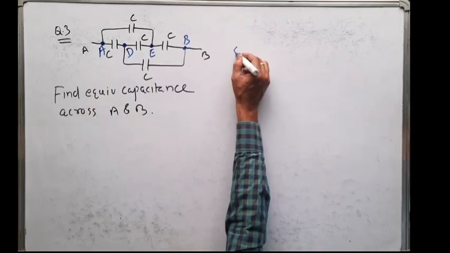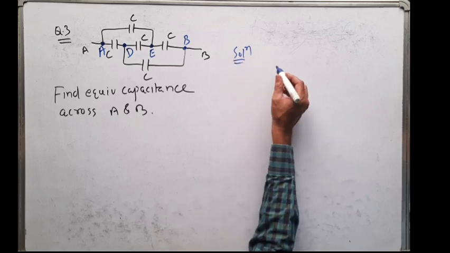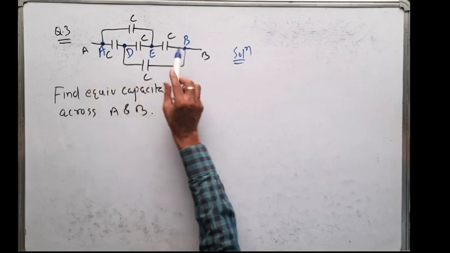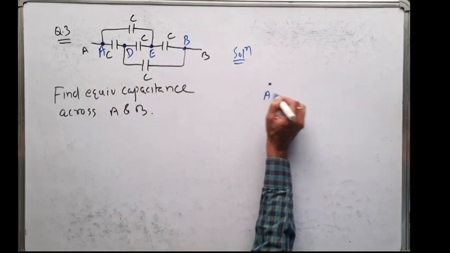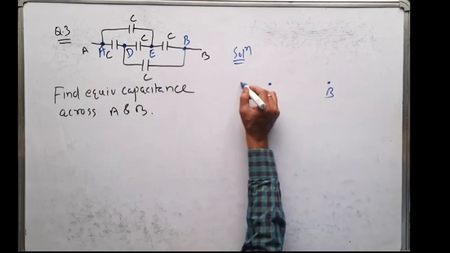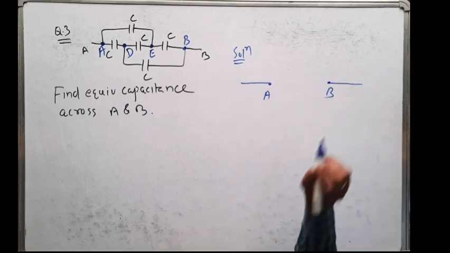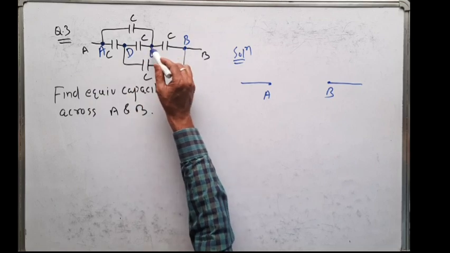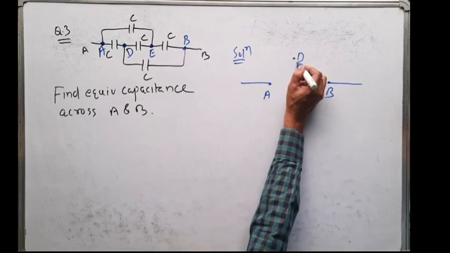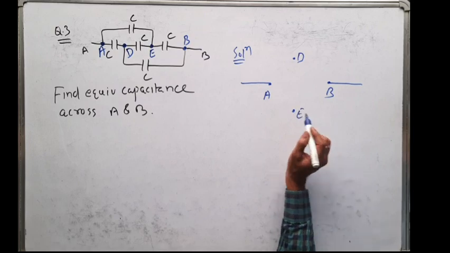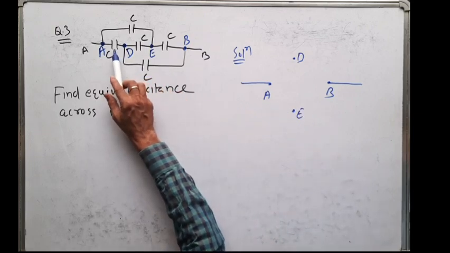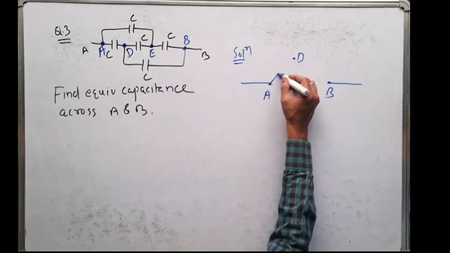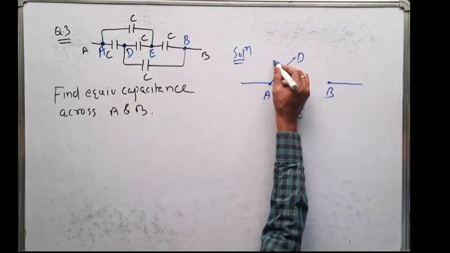So how will we solve this problem? It will be very easy. You have to calculate the equivalent capacitance across A and B. So first I will take point A, then point B, and bring 2 lines. There are other variables, that is D and E. Let us say this is point D, this is point E. Now this first capacitor C is connected between A and D. So this is A and D. So just connect this capacitor.